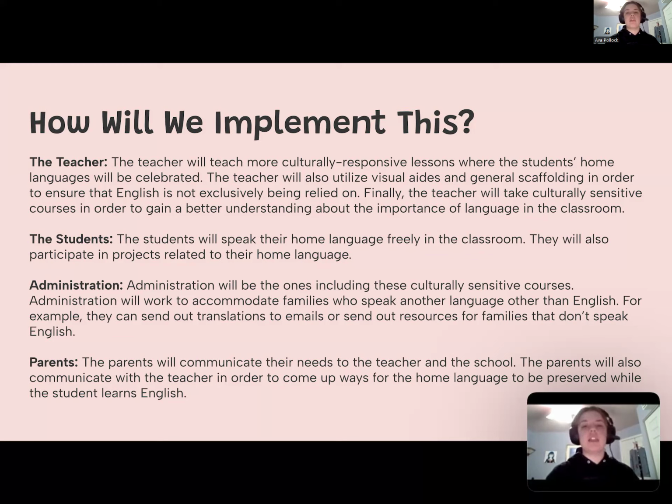The students will speak their home language freely in the classroom in order to prevent language loss, and they will also participate in projects and other assignments related to their home language and culture.